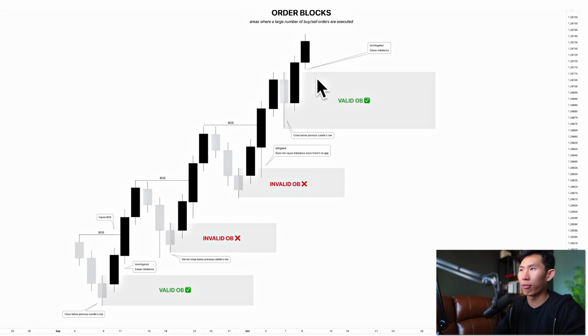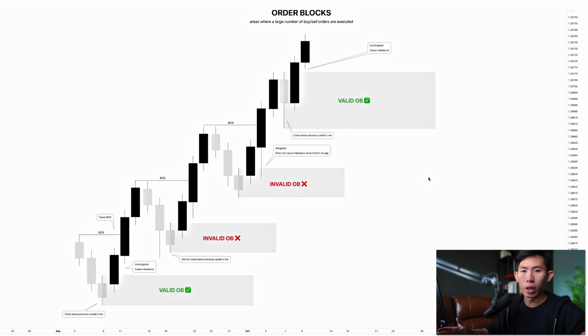And then the last zone that we have right here, sharp and substantial upward movement, cool. Is it unmitigated? Yes, it is. Did it cause imbalance? Yes, there's a small little gap right here. The marker that I'm drawing right here is way too big, but yes, there's a little bit of gap right there. And then this did close below the last candlestick low, making this a valid order block.